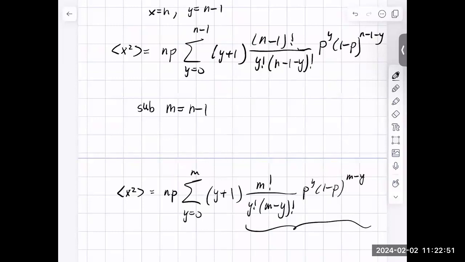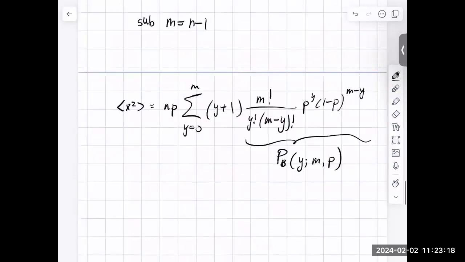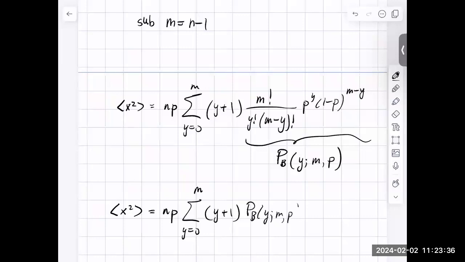Now, this is a good situation because this is exactly the definition of the binomial distribution. It's just instead of being in terms of x and n, it's in terms of y and m. So this is the binomial distribution for y successes in m trials where the probability of success is p. Okay, so now we're quite close to where we want to be. We have np times the sum y equals 0 to m of y plus 1 times this binomial distribution. And I'm going to emphasize that these are in terms of y and m now.